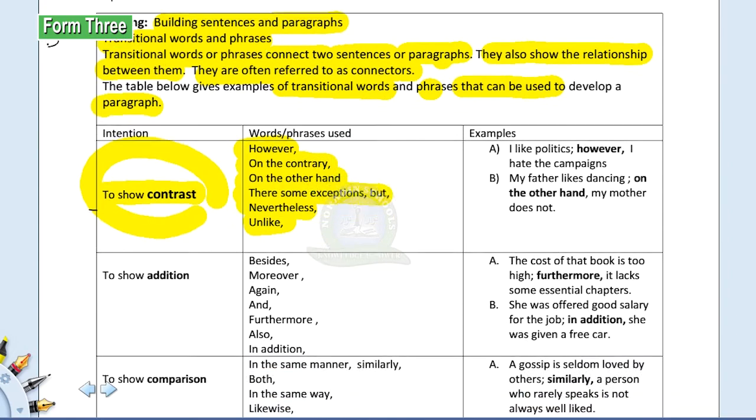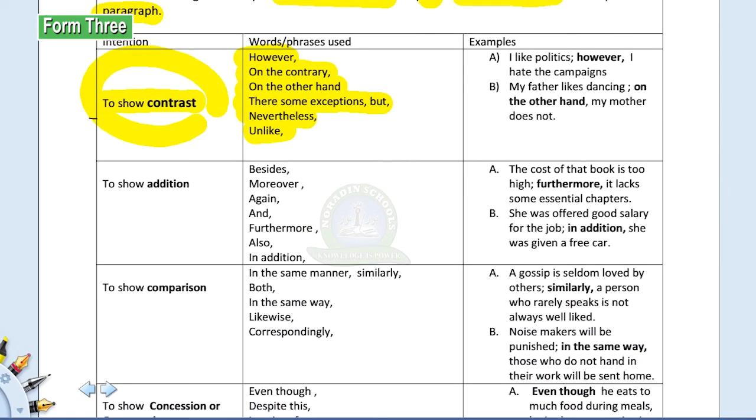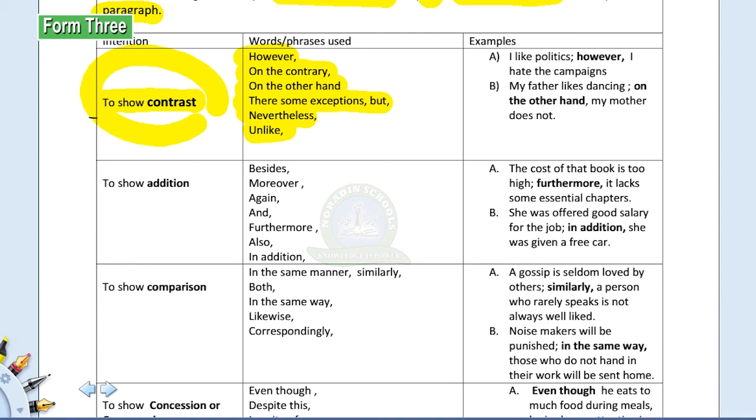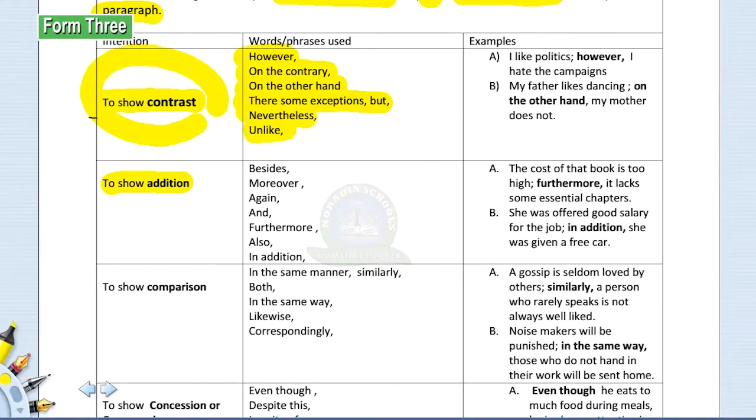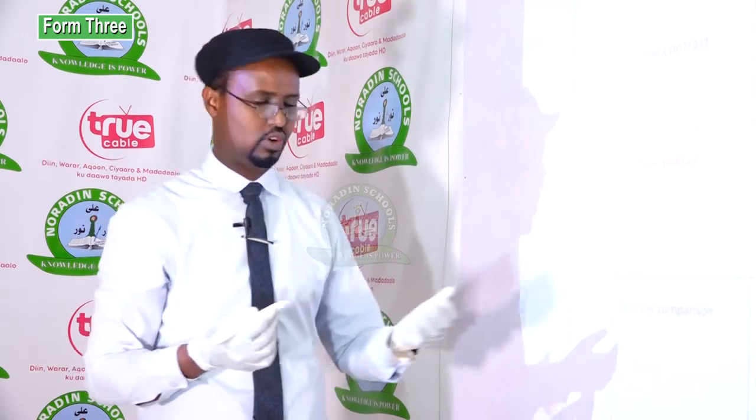Let's take a look at how to add some information to your paragraph, or to show addition. Many of you I have seen saying the word besides or moreover. You had better use these in different ideas, like besides. And sometimes you can say moreover, or you can say again, and furthermore, also in addition. But what if you always say in addition to that, in addition to that, in addition to that? Your writing will be very boring. The most important thing about learning transitional words is when you are going to speak or when you are going to write.